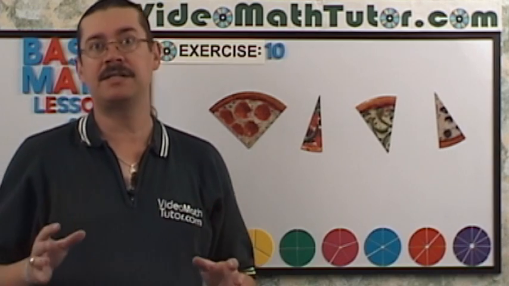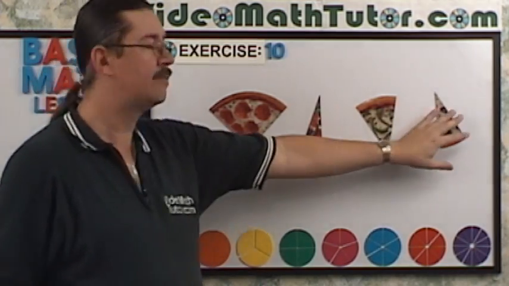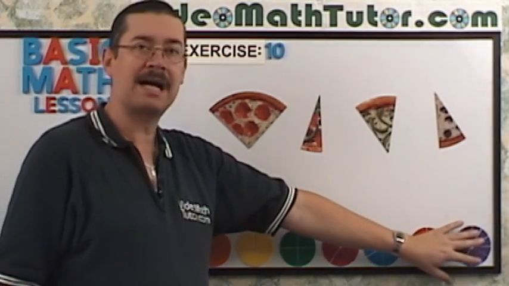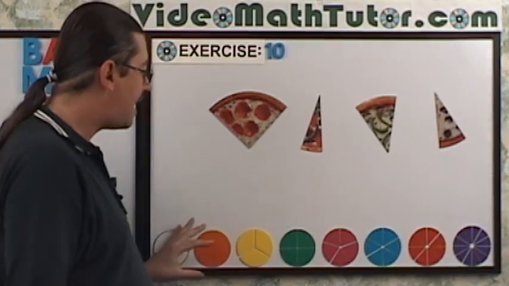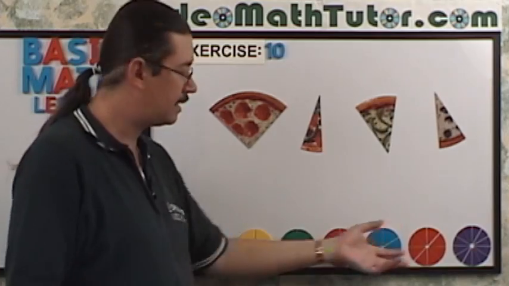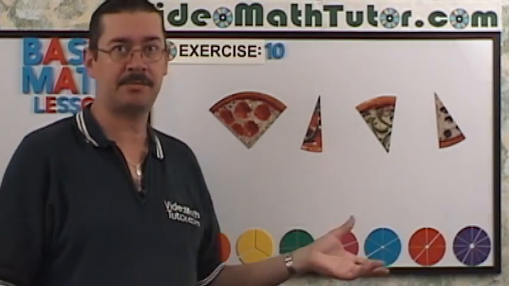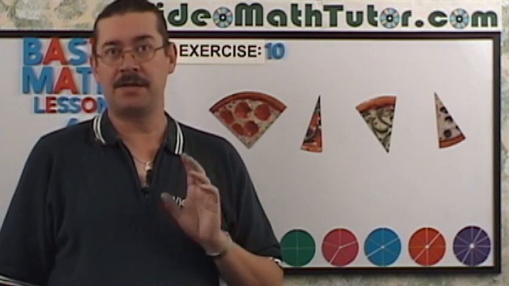Exercise 10 is actually designed for students who have access to these type of slices of pizza, or perhaps these fraction circles. Now, the circles you may have can be different colors. They won't necessarily match this exactly, because different companies make these types of products. So with that in mind, I want you to take a look at this graphic right here.